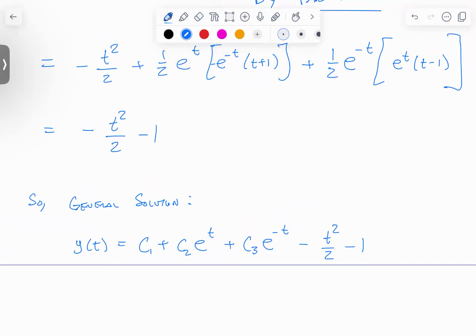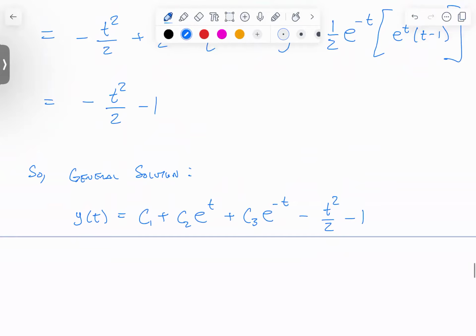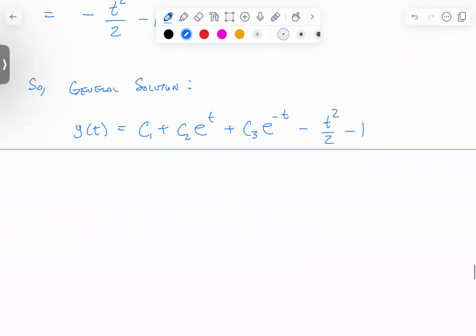Okay. Did we get the answer? The answer's different. Excellent, I was getting ready. So we get that. Now compare to what we got with undetermined coefficients.